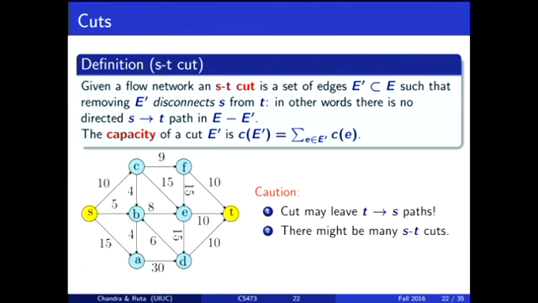But be very careful, an ST cut doesn't mean there is no path from T to S. It's a directed graph. In this case, there are no edges coming into S, so there is no way to go from T to S in this graph. But in general, right? Okay, so here, let me add this edge, 10.